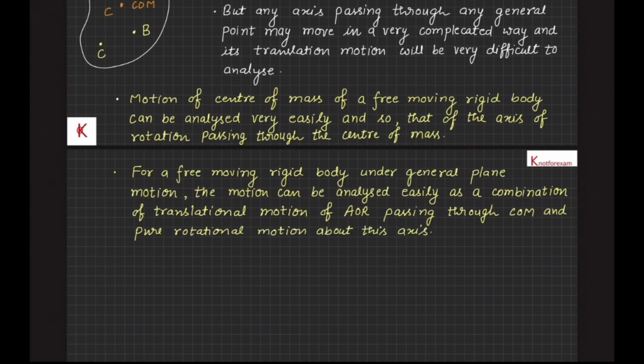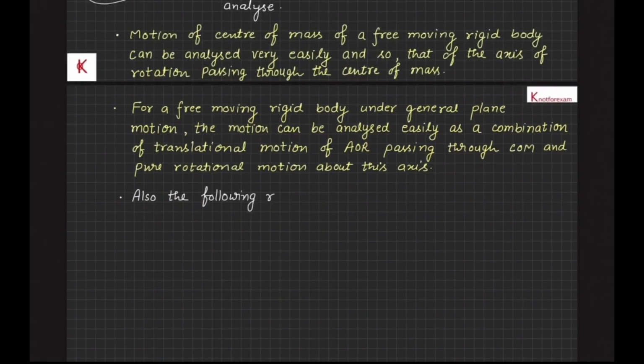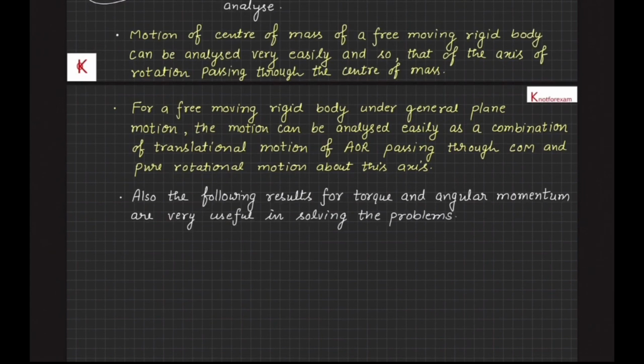Also, angular momentum of a rigid body in general plane motion will be in a fixed direction, that is along the axis, which will be perpendicular to the plane of the motion. Therefore, the following results for torque and angular momentum are very useful in solving the problems.